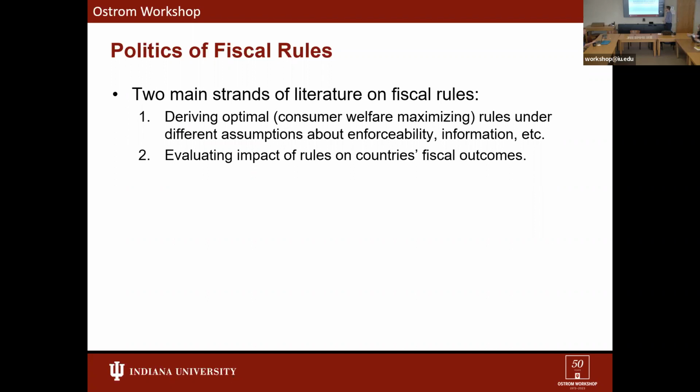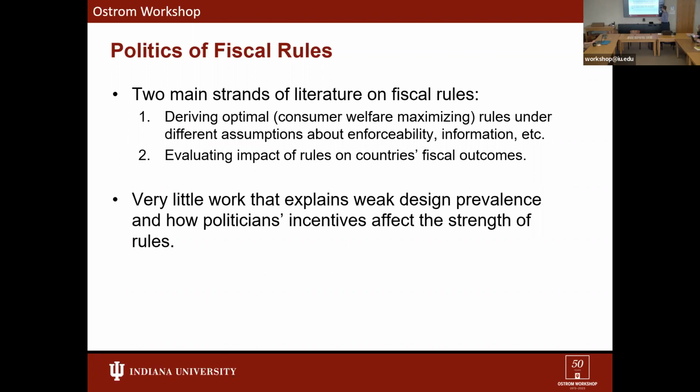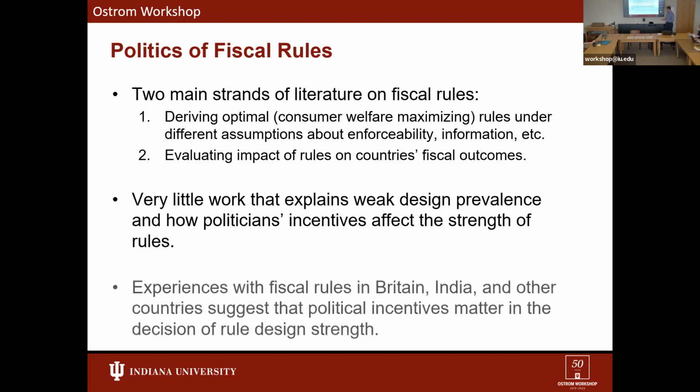The second main strand is evaluating the impact of rules on countries' fiscal outcomes, which I kind of alluded to previously. This project is more related to the first strand in that a lot of those papers do acknowledge the presence of political incentives and how that can affect rule strength, but they sort of take that as a given and optimize around it. So they're not really focused on explaining the prevalence of weak design per se and how politicians' incentives affect the strength of rules. But a lot of historical experiences with fiscal rules in Britain and India and other countries suggest that political incentives do matter a lot in the decision of rule design strength.